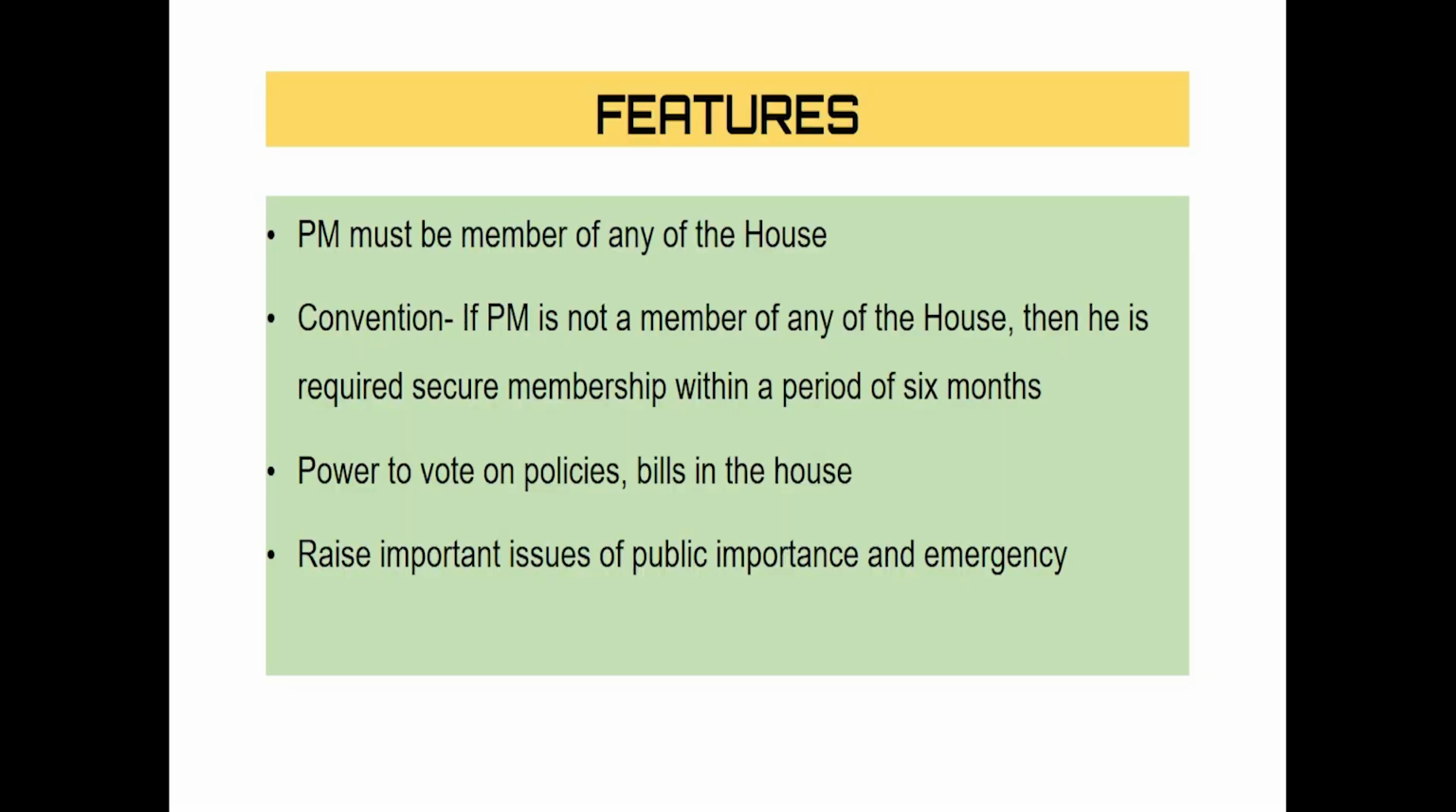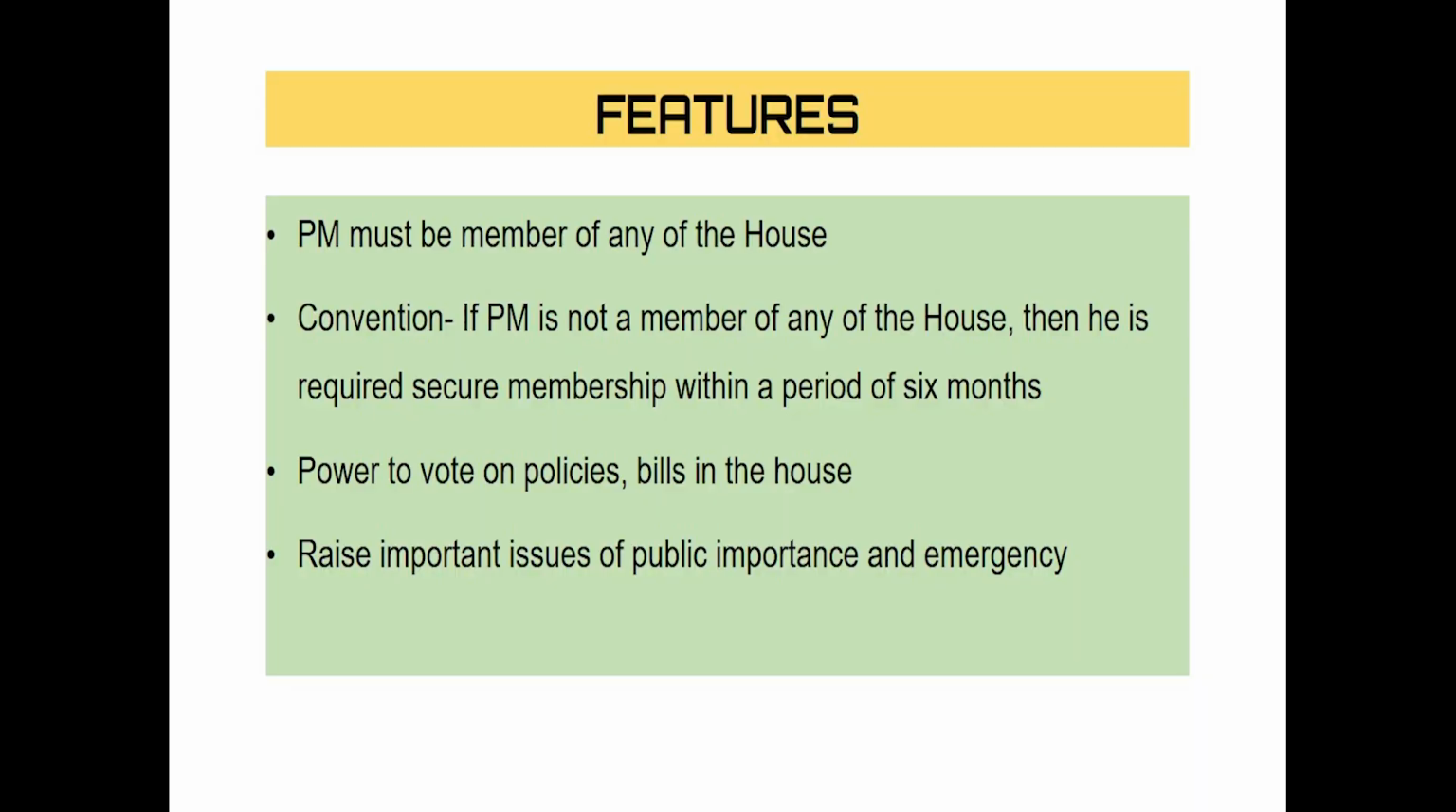And the next important feature is collective responsibility. What happens in this collective responsibility is that the ministers along with the prime minister are collectively responsible to the legislature. The prime minister must be a member of either of the houses, and by convention, if the prime minister is not a member of either house, this convention can still be used to secure the membership, and they can be elected as prime minister. But in order to secure the membership, they have to be elected to the house within a period of 6 months.